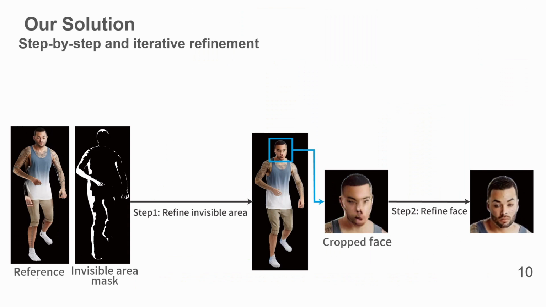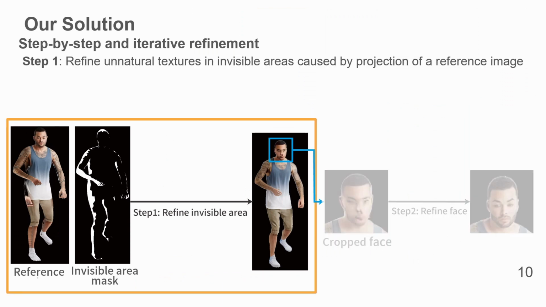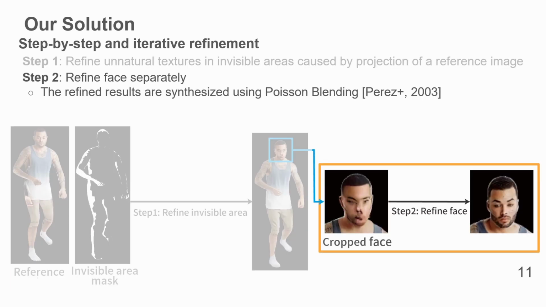Our step-by-step refinement consists of 2 steps. In step 1, we refine unnatural textures in invisible areas caused by projection of a reference image. In step 2, we refine the face separately to obtain high-quality face images. Finally, the refined results are synthesized using Poisson blending.